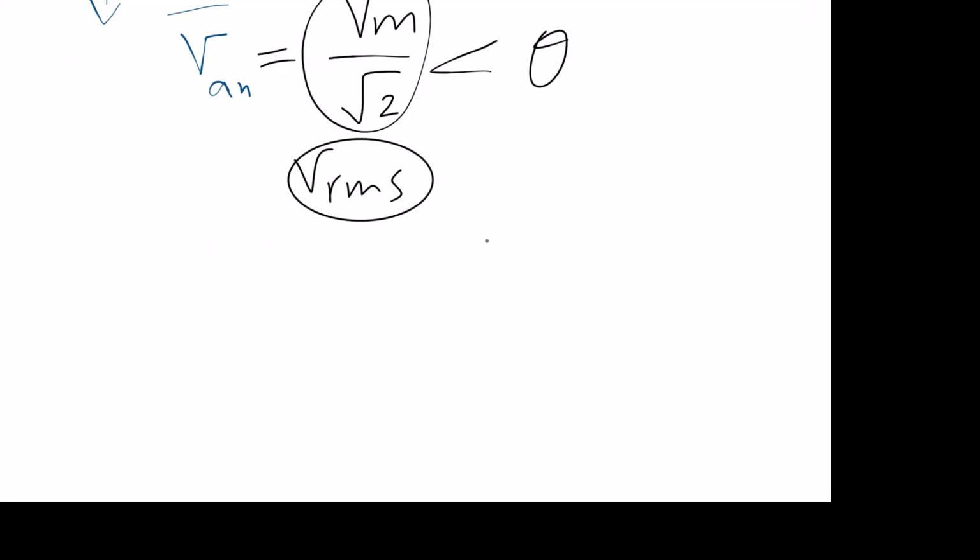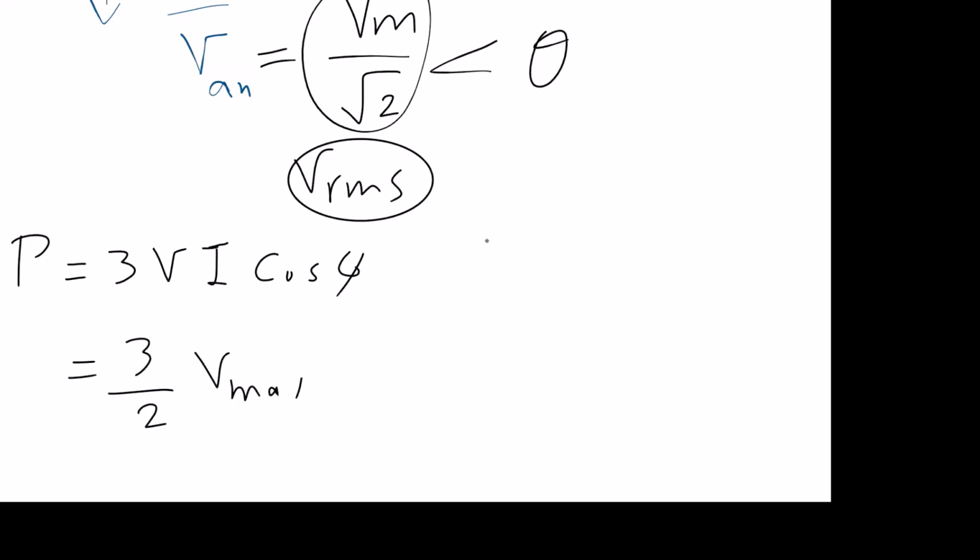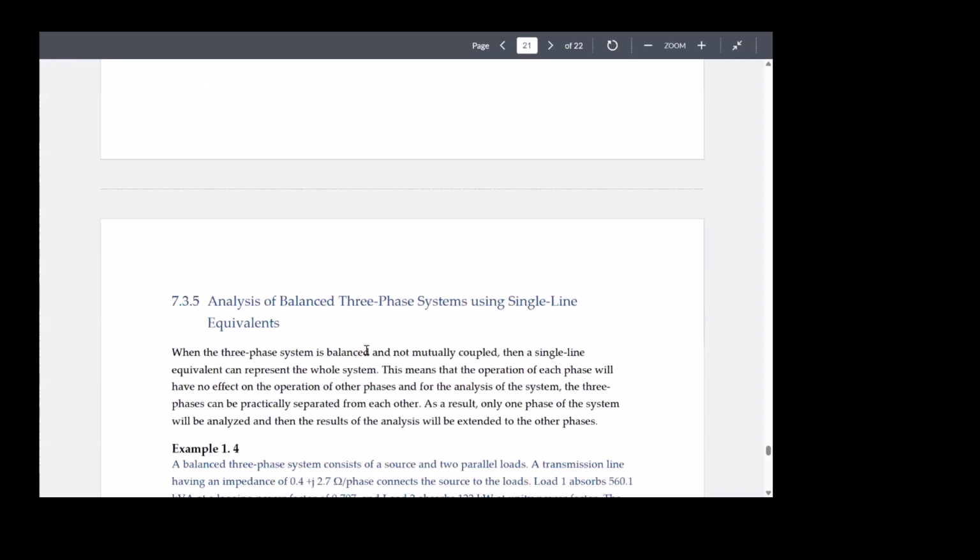So with that, if you want to represent P as 3 times V I cosine of phi, if you recall that, and you want to represent that in terms of the maximum values, then that would be 3 over 2 times V max times I max times cosine of phi. So that would be the difference.